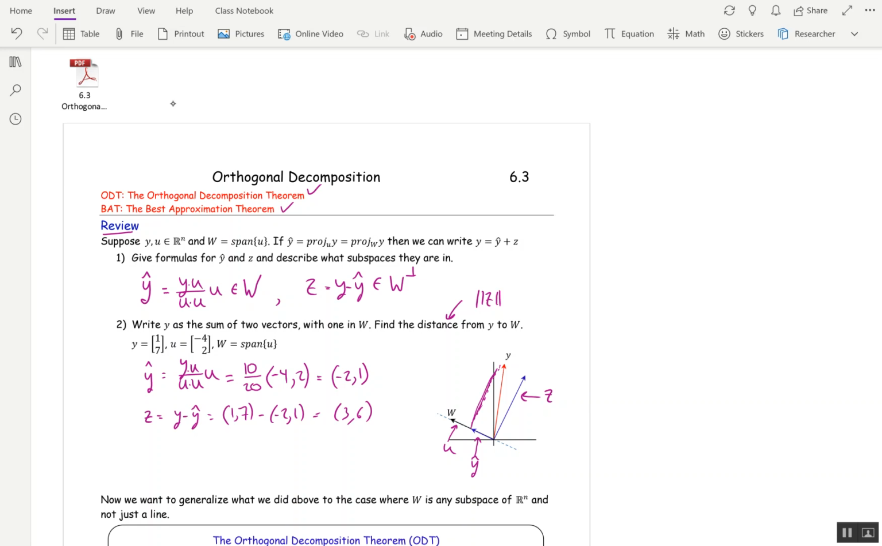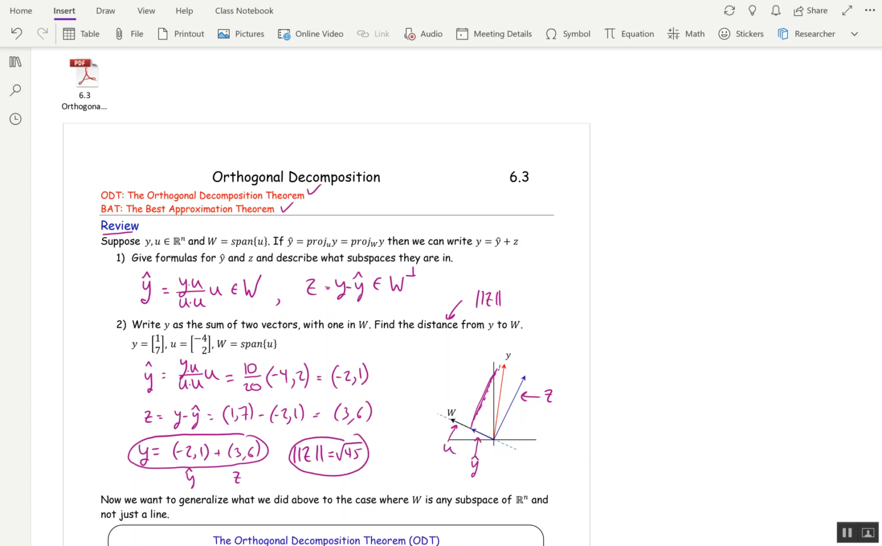All right, and then we want to phrase our answer appropriately. So this question says, well, it's not a question, it's a statement: write y as the sum of two vectors. So let's do that. Y is (-2, 1) plus (3, 6). This is my y hat, and that's my z. And then the distance from y to W is the length of z, which is, let's see, 36 plus 9 is 45, square root of 45.